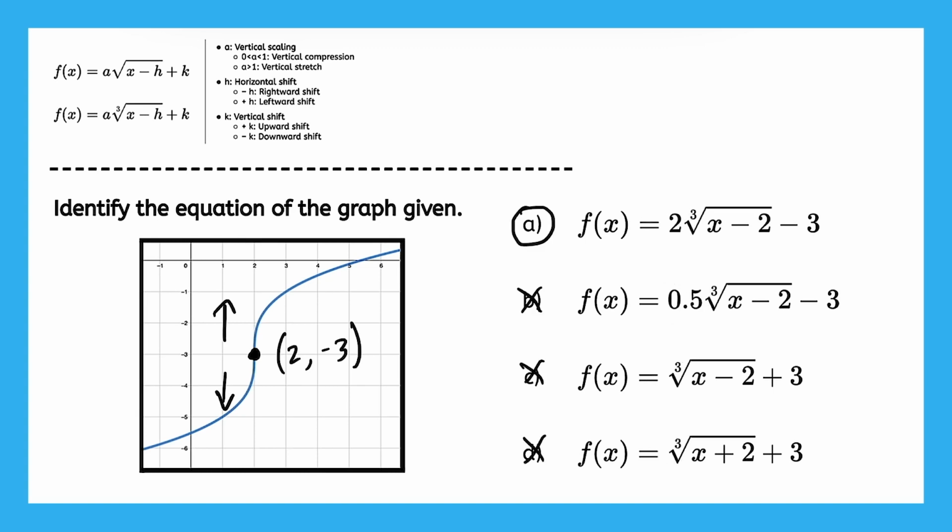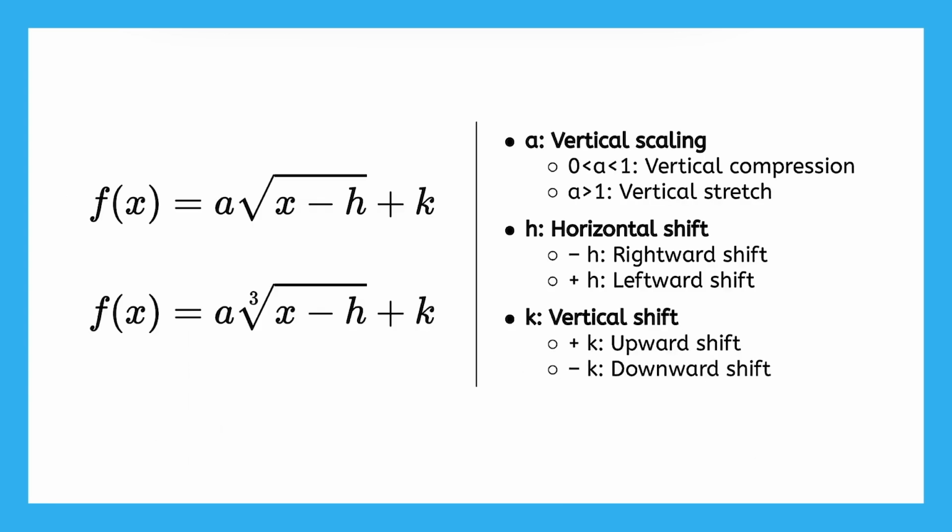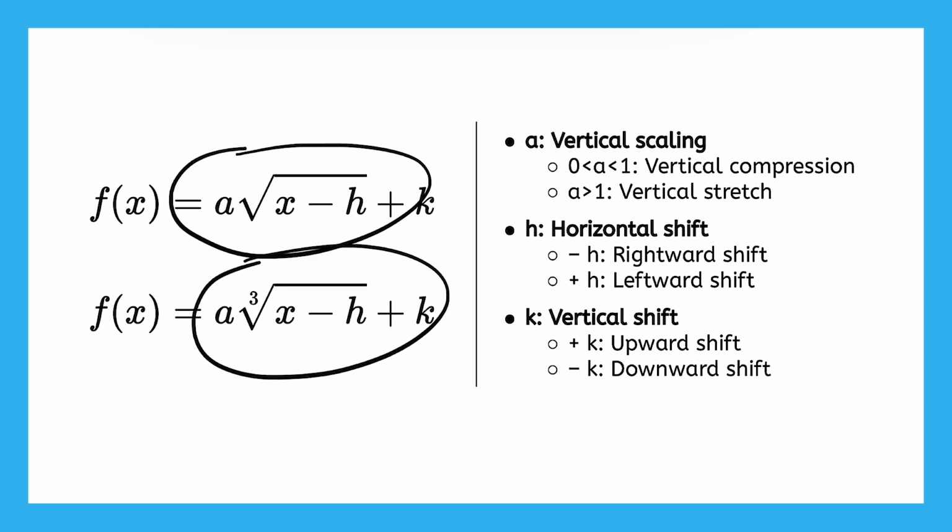It's 2. And this minus 2 in place of minus h tells us that it should move to the right 2, and this minus 3 in place of plus k tells us that it should move down 3, which is exactly what it did. And that's it. Now we know the answer. All right, and now that we can identify the basic types of transformations for both square root graphs and cube root graphs, we are finished.